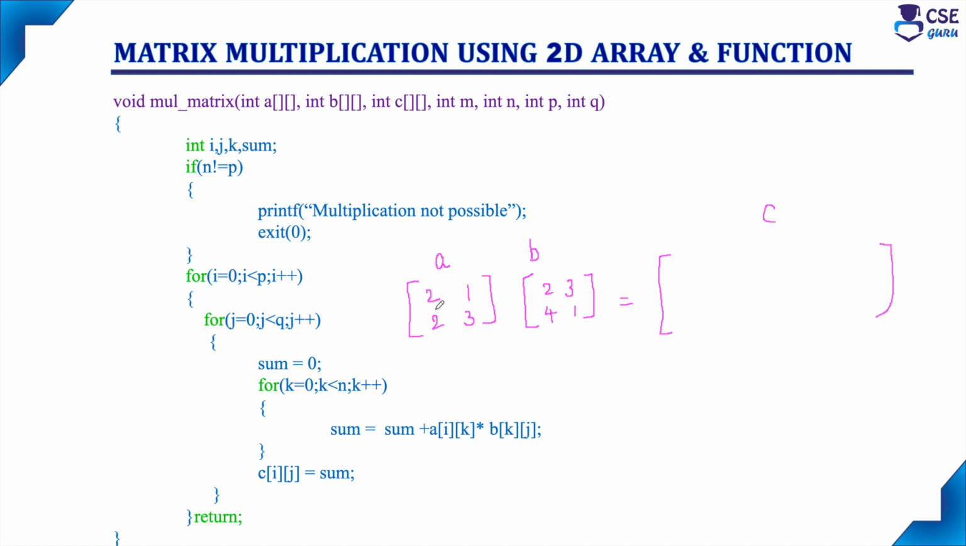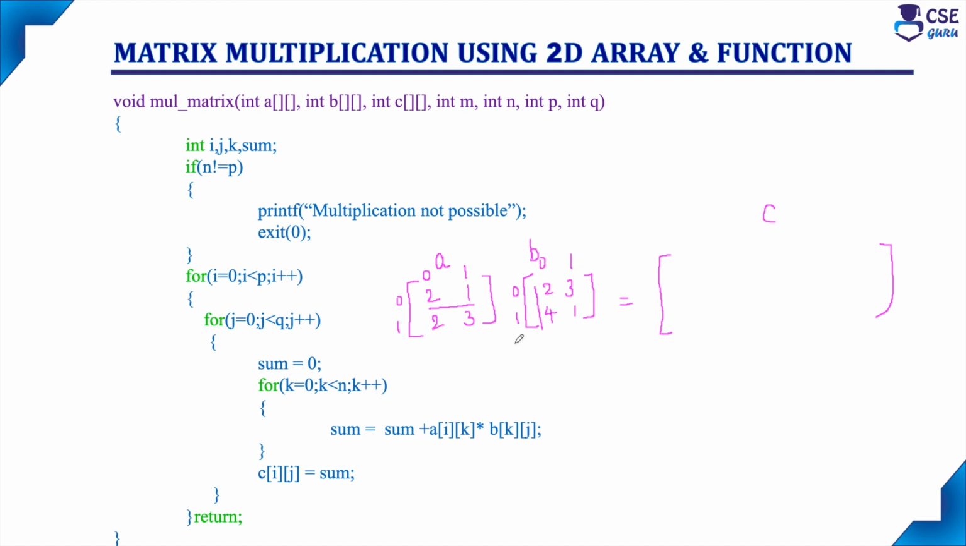For the multiplication, we have to take the first row of A and the first column of B. Here this is the 0th position, and 1, 1, 0, 1, 0, 1.